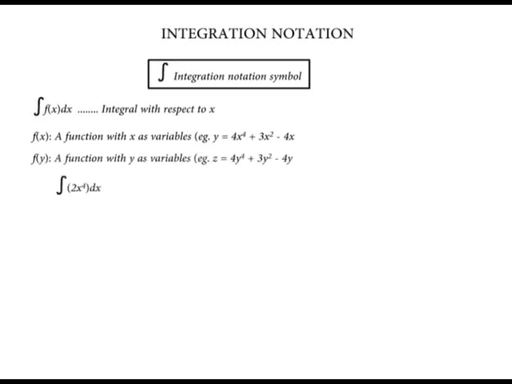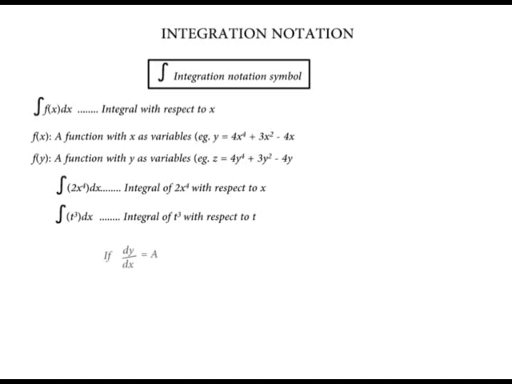And so this means the integral of 2x to power 4 with respect to x. This means the integral of t cubed with respect to t. The function to be integrated is called the integrand, and the outcome is called the integral. In this case, 2x to power 4 and t cubed are the integrands. In differentiation, we say the derivative of. In integration, we say the integral of.